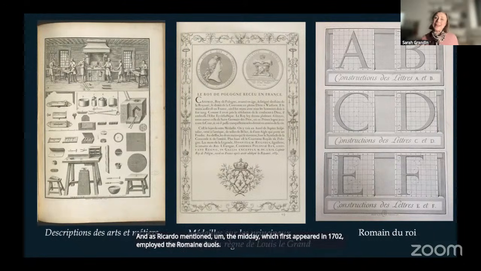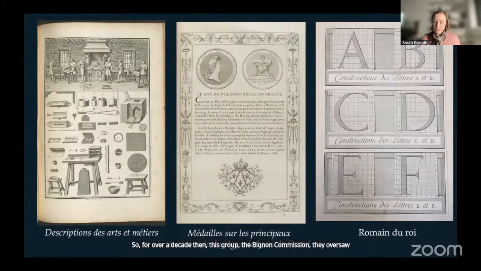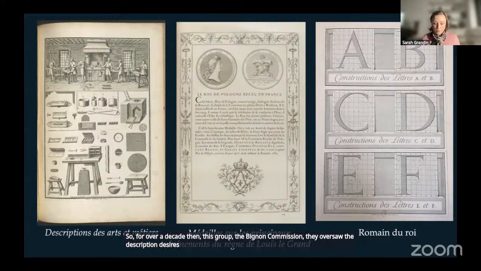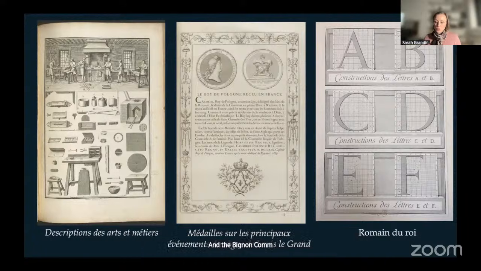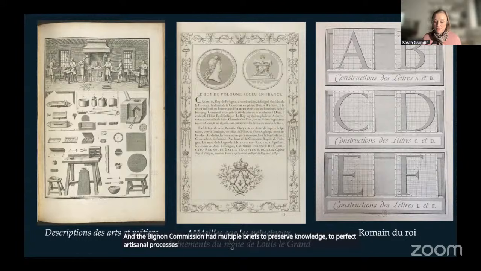So for over a decade then, this group, the Bignon Commission, oversaw the Description, the Médailles, and the Romain du Roi. And the Bignon Commission had multiple briefs: to preserve knowledge, to perfect artisanal processes, and to record an official version of the king's history for posterity. So I'm really interested in exploring the relationships between these projects, even though the commission had its attention split in different directions.